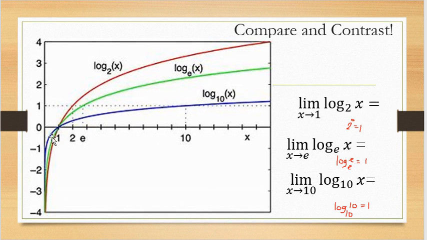Let me repeat: when x is 1, that becomes log of 1 base 2. It means, what is the exponent if 2 is the base and the result is 1? The exponent is 0. So that's why the value of y is 0.